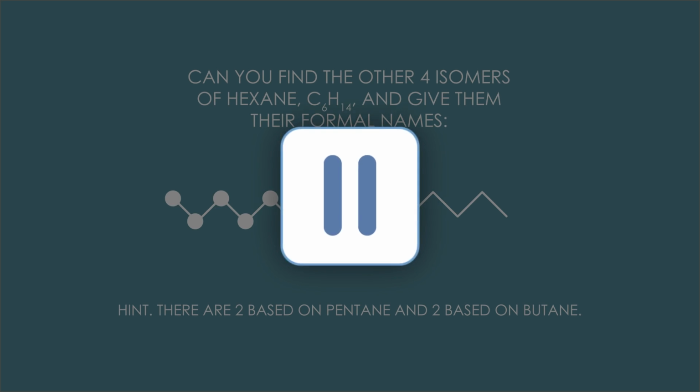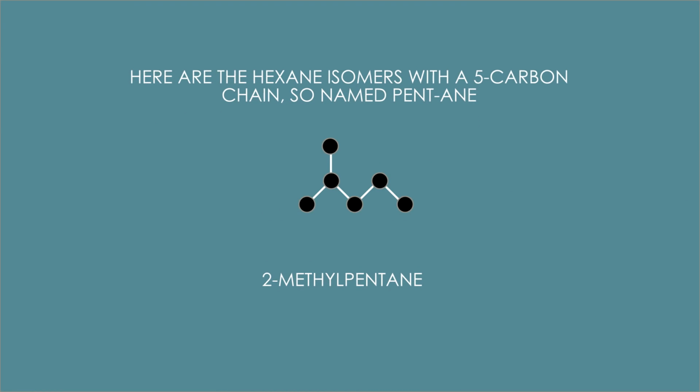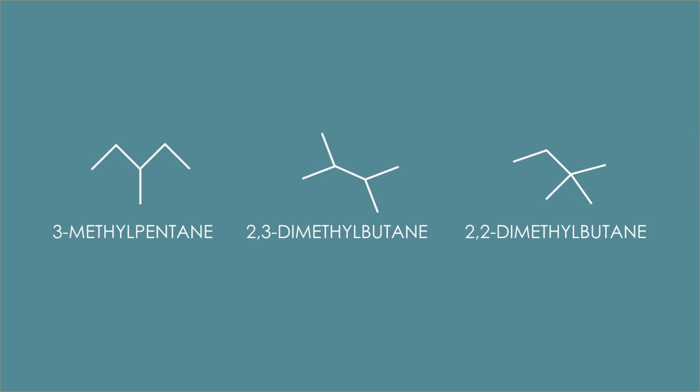Here are the hexane isomers with a 5 carbon chain, so they are named pentane: 2-methyl pentane, 2 because the methyl group is on the second carbon atom in the pentane chain. Count the atoms, 6 carbons, 14 hydrogens, it's still hexane. And here's the other isomer based on pentane, 3-methyl pentane. And there are 2 more structural isomers based on butane, with only 4 carbon atoms in the longest chain, 2,3-dimethyl butane and 2,2-dimethyl butane.